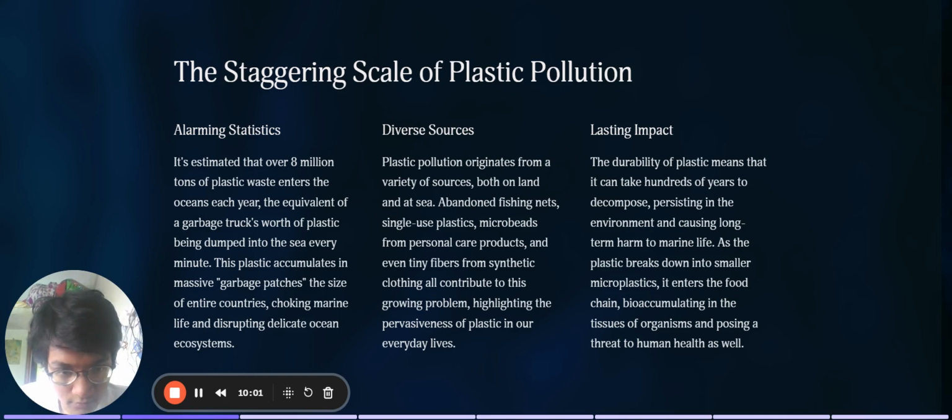Let's get to another lasting impact. The durability of plastic means that it can take hundreds of years to decompose, persisting in the environment and causing long-term harm to marine life. As the plastic breaks down into smaller microplastics, it enters the food chain, bioaccumulating in tissues of organisms and posing a threat to human health as well.